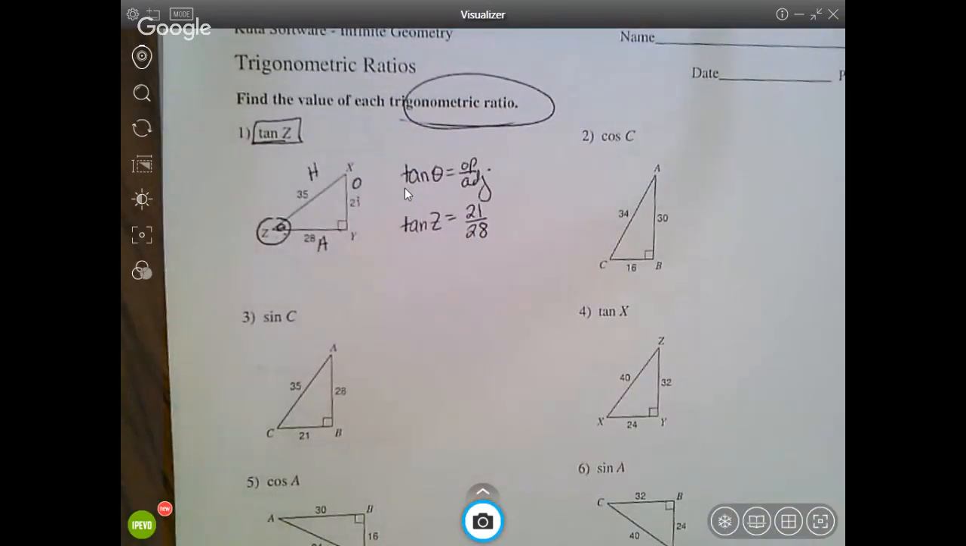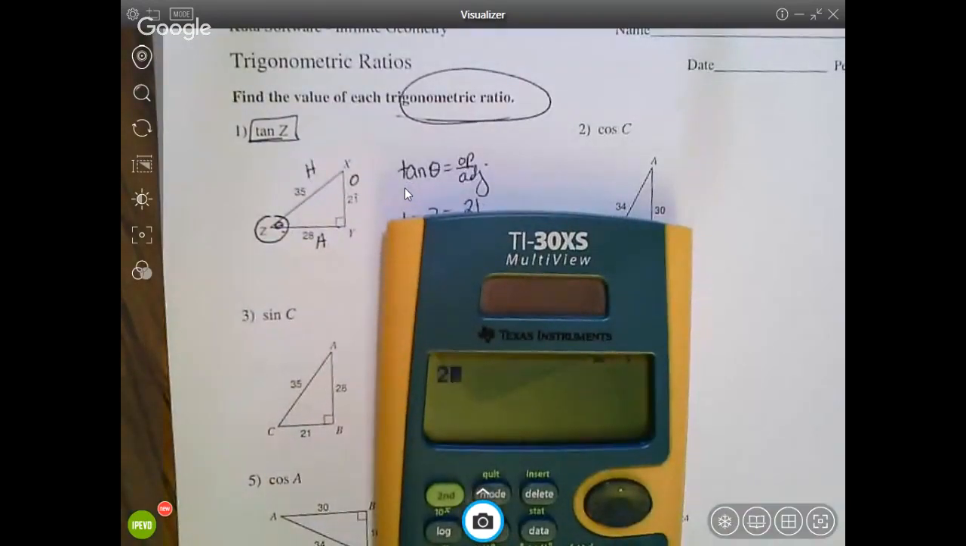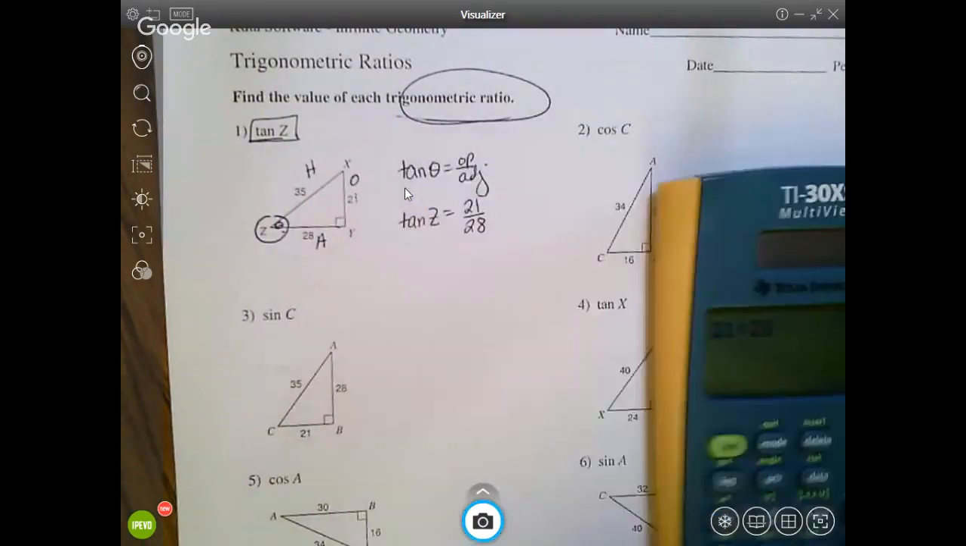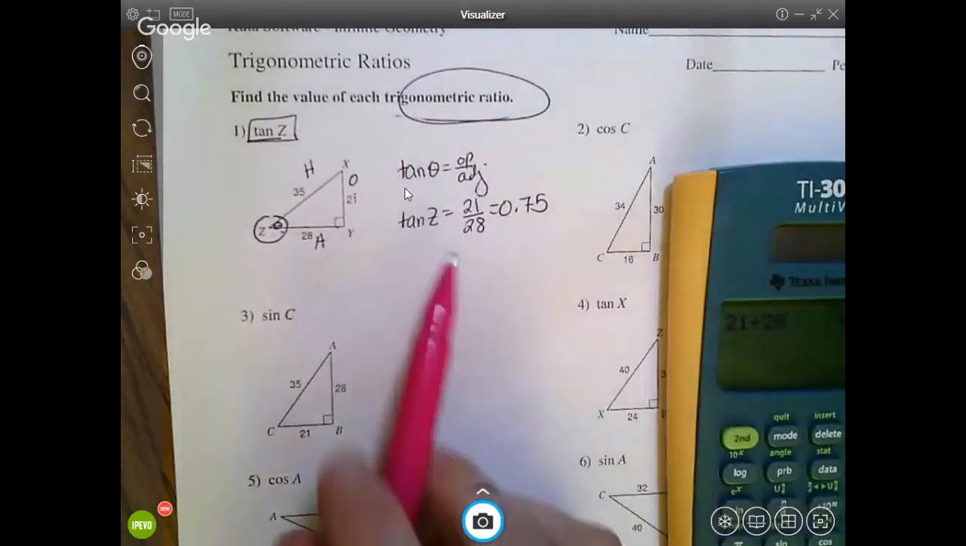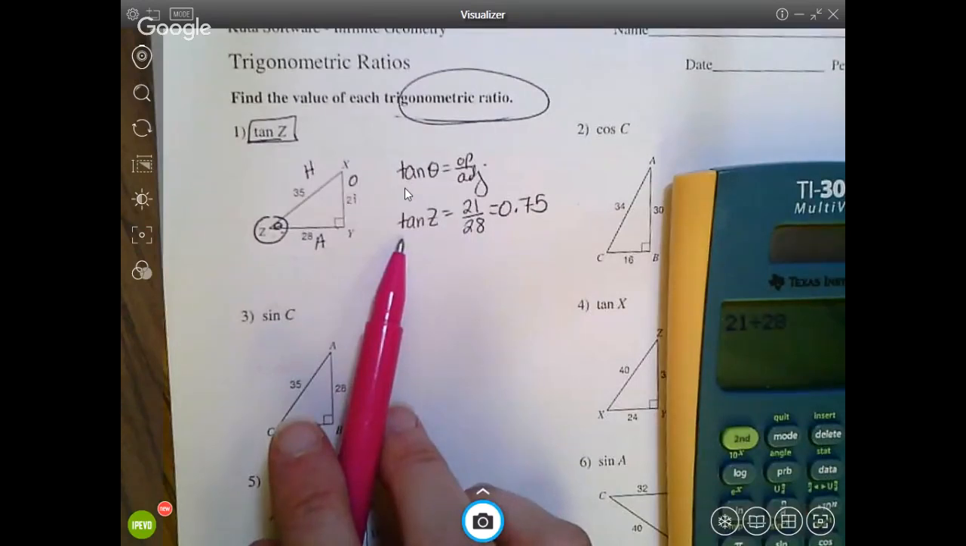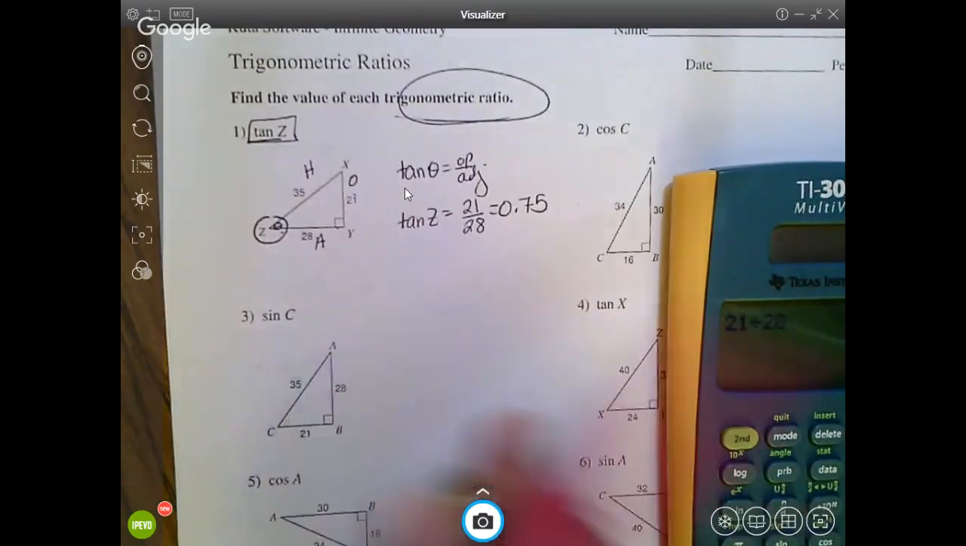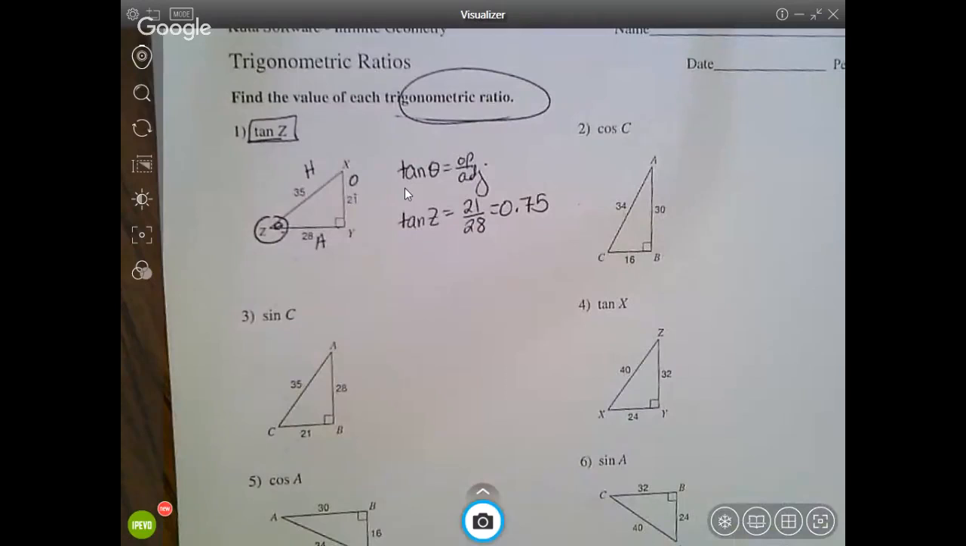Now, you might have to reduce the fraction, but truly on your test, all you're going to have to do is it wants it in decimal form. So you're just going to type in 21 divided by 28 and get the decimal. And that's your ratio. And that's it. You do not hit tan. Remember, the only time we're going to hit sine, cosine, or tangent is if we need to find the missing side or angle. But we don't need to find the missing side or angle, so we can skip it.